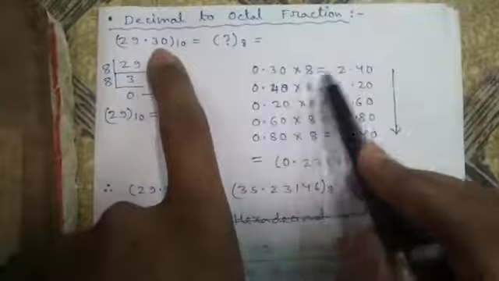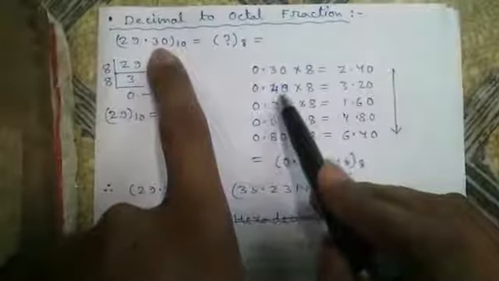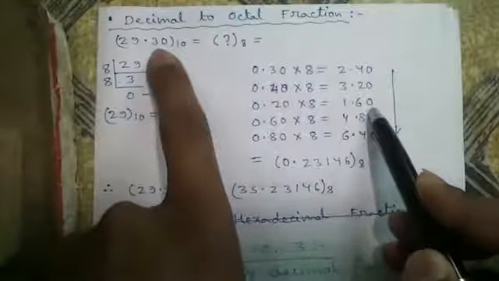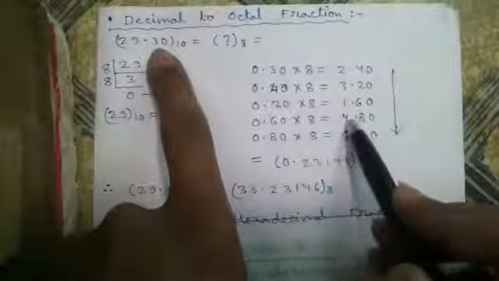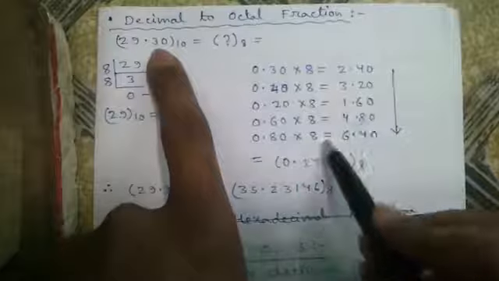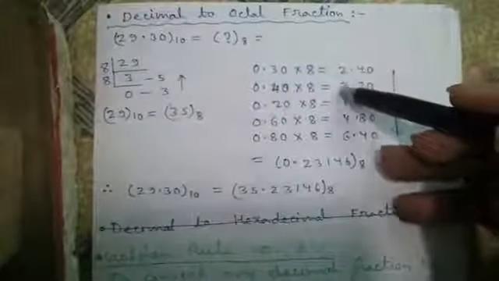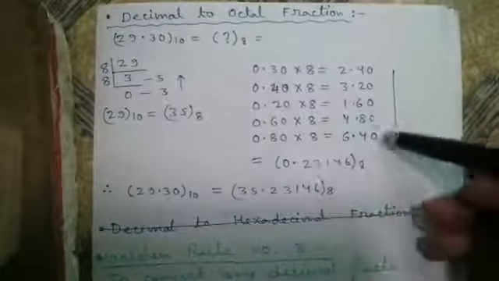So 0.30 into 8, 2.40. Again the fraction: 0.40 into 8, 3.20. Again take 0.20 into 8, 1.60. 0.60 into 8, 4.80. 0.80 into 8, that is 6.40. We have got our fraction 23146 reading downward. So 23.30 in decimal becomes 35.23146 in octal.